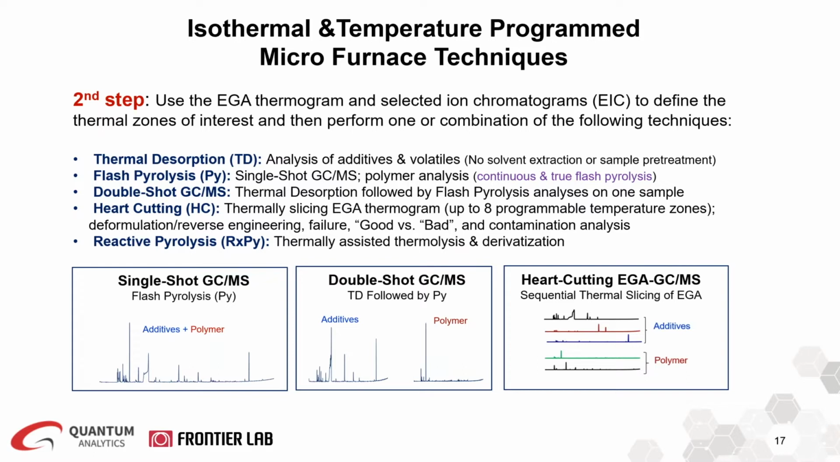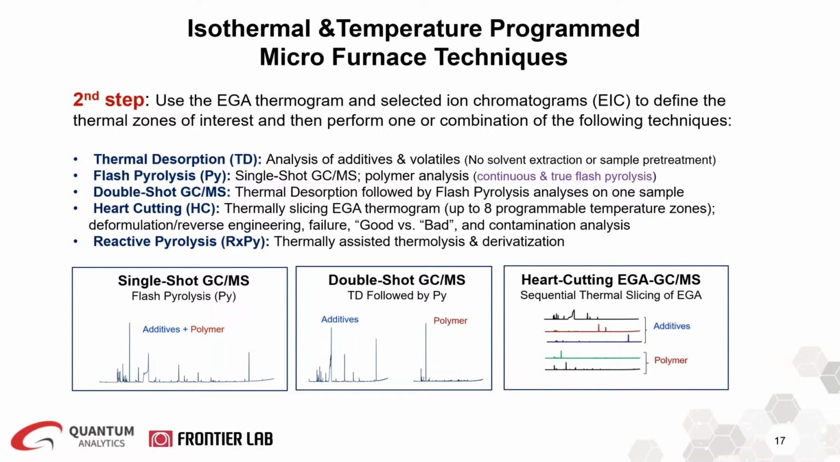Or you could perform flash pyrolysis, which is also called single shot, and it's a fundamental technique for your polymer analysis. So in this mode of operation, the furnace is typically programmed at high temperature to break down the polymeric and heavier materials into smaller fragmentation. The key here is that you are performing a continuous and a true flash pyrolysis, where all the pyrolysates are directly transferred in a single step into GC as they are generated.